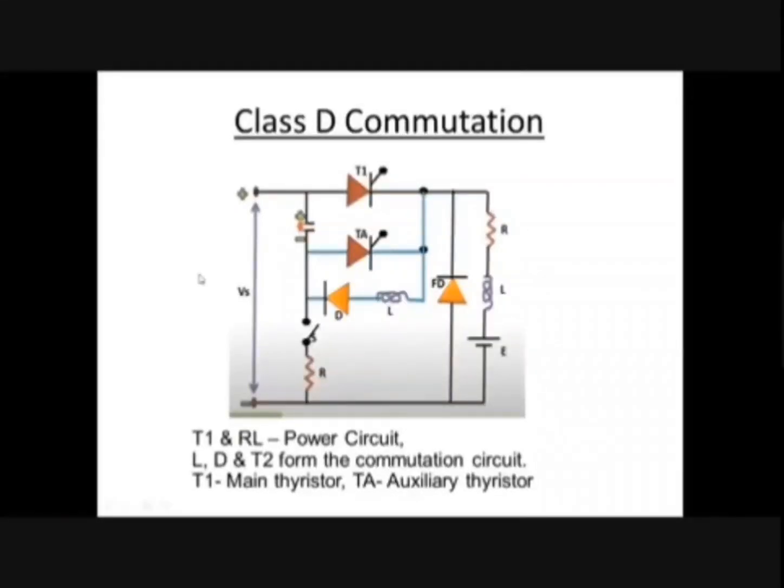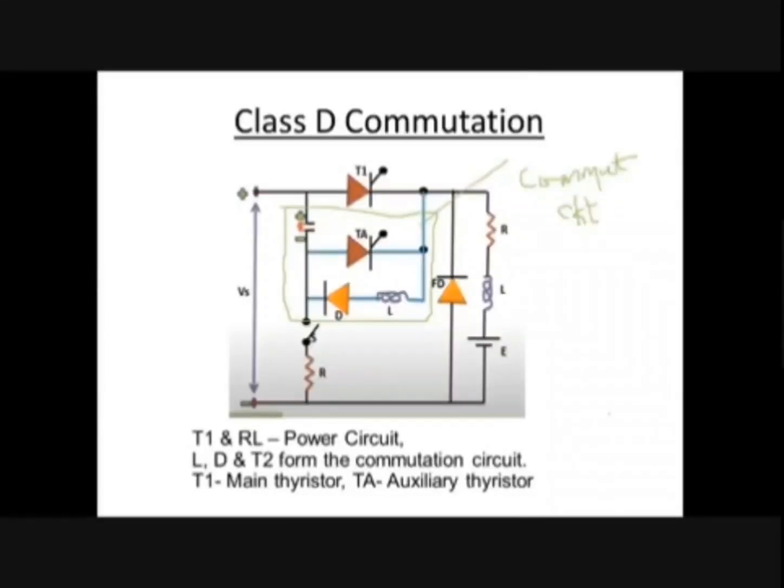So what happens? A DC supply is connected to the DC motor armature through the thyristor. This is the main circuit or power circuit. And here additionally we have some other components. This capacitor C, auxiliary thyristor TA, inductance L, and diode D will form the commutation circuit. This complete portion will form the commutation circuit.